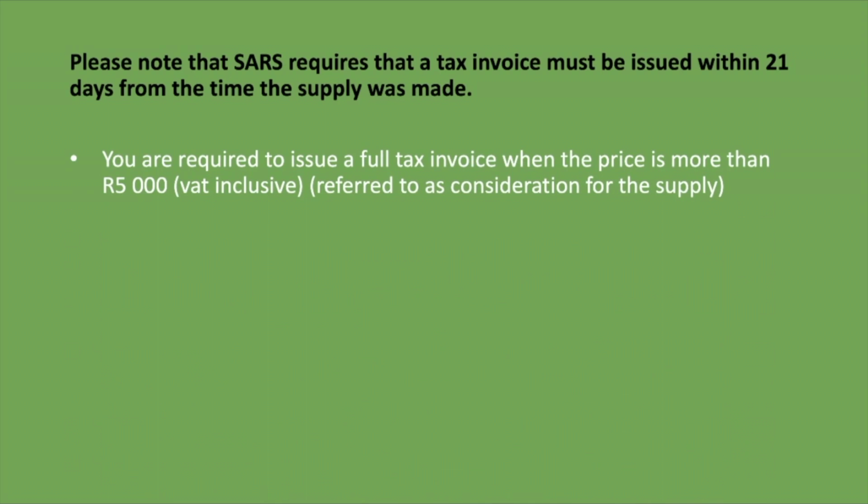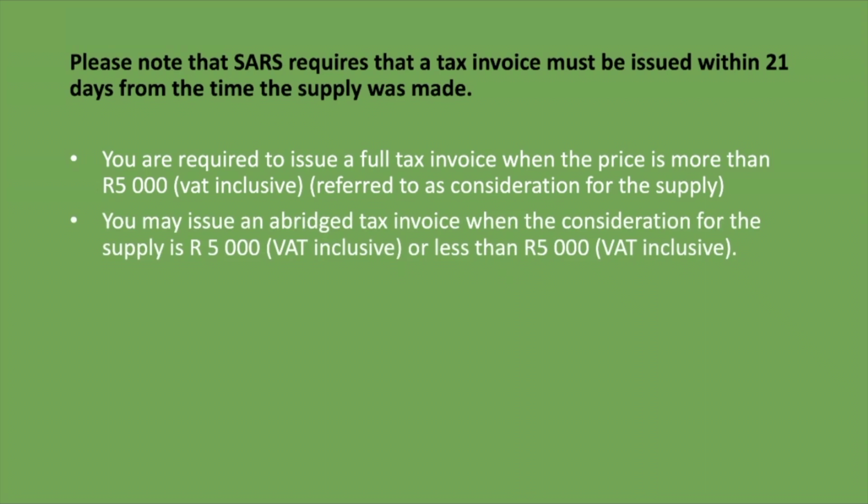You are required to issue a full tax invoice when the price is more than 5,000 Rand, and the 5,000 Rand is VAT inclusive, all right? So if the amount inclusive of VAT is greater than 5,000 Rand, then you need to provide a full tax invoice. This is referred to as the consideration of the supplier.